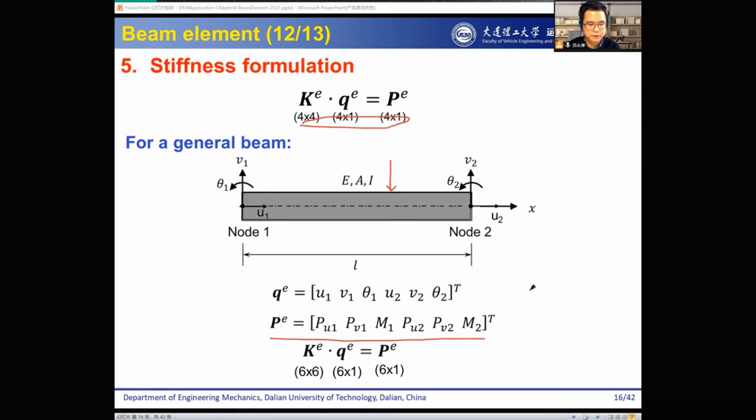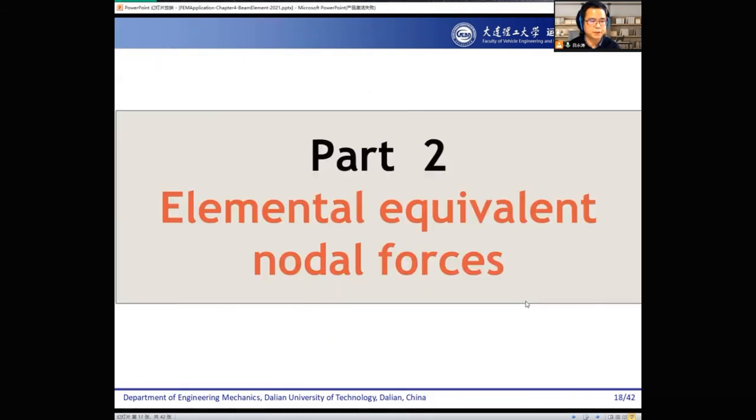So therefore, we need to transfer this non-node force into the node force. So we get the equivalent node force for those unknown forces, and then we can take into account the effect of those kinds of force. So this is a key and important procedure. That's why we do the element equivalent node forces.